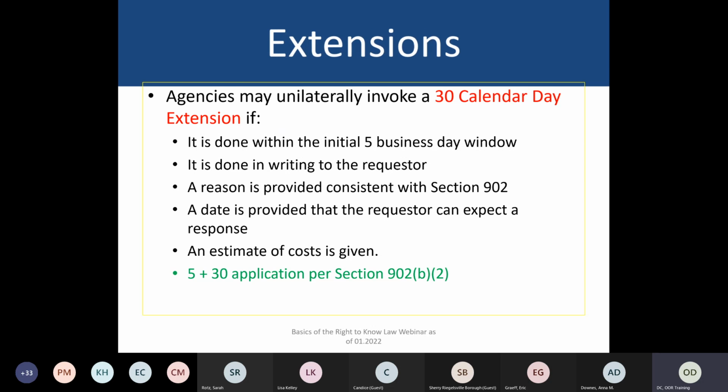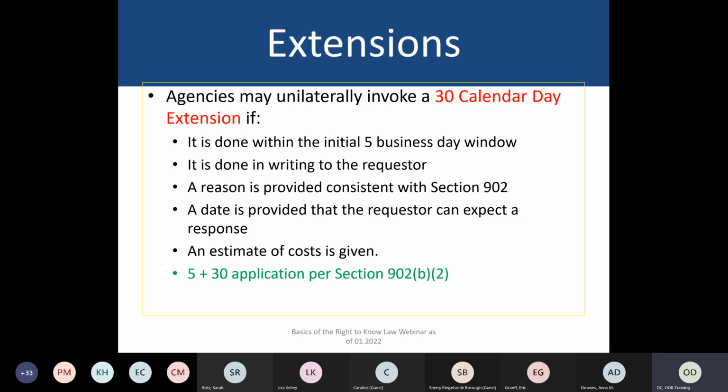Extensions. Let's say that you're really busy or for whatever reason, you cannot provide a final response within the 5 business day window. The Right to Know Law allows the agency to take a 30 calendar day extension. Note the difference. We've moved from business days to calendar days. Now it does include Saturday, Sunday. It does include holidays. It would include an emergency weather closing. All right, 30 calendar days.